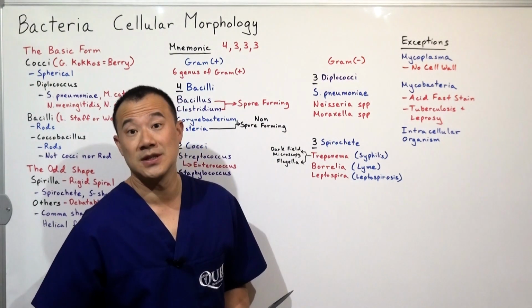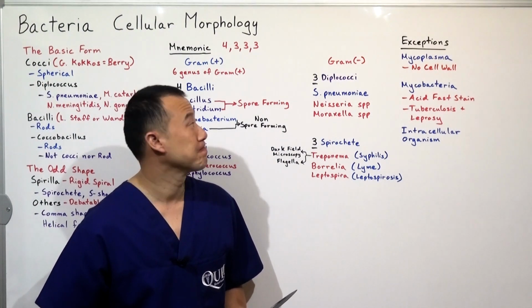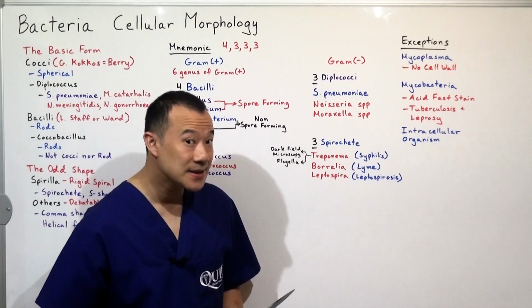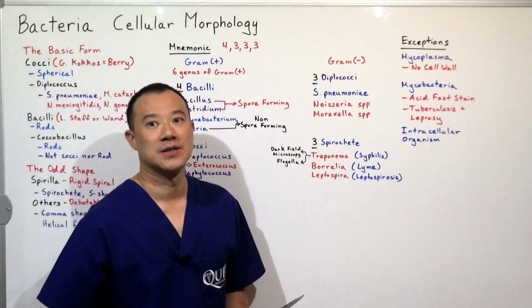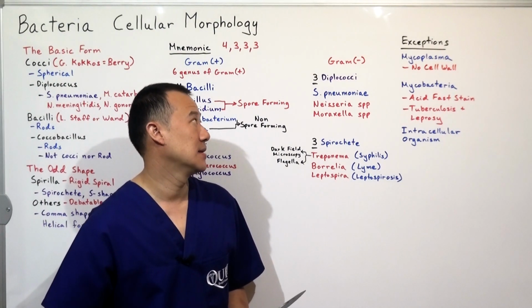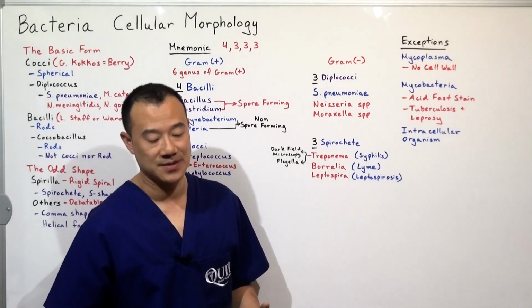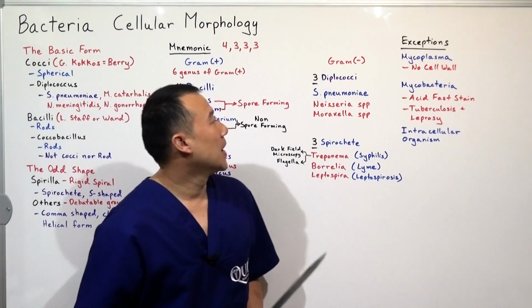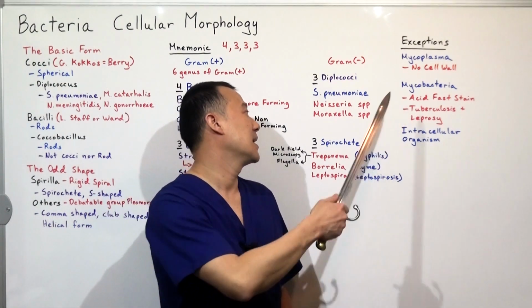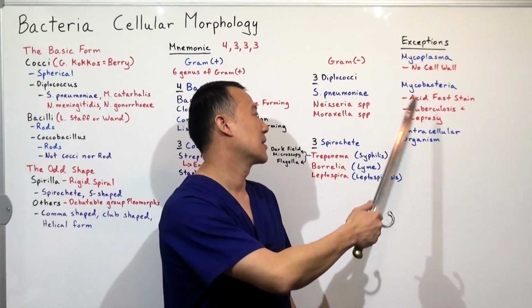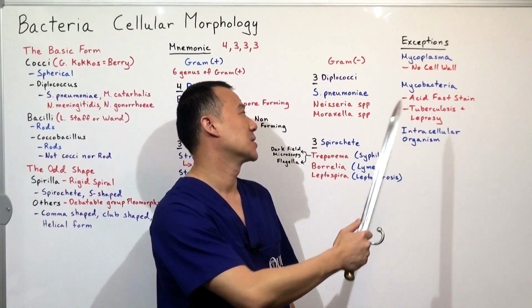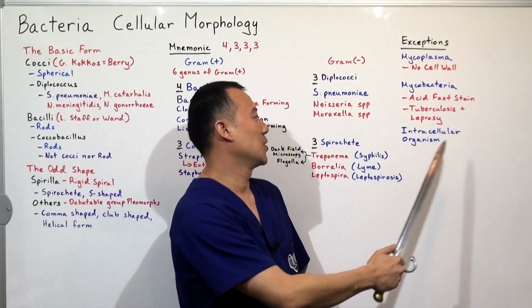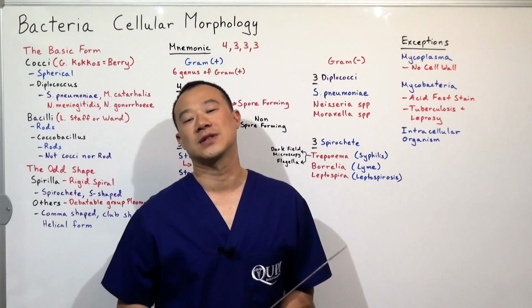All right, exceptions. You know I love exceptions. There's 3 exceptions to the gram-positive or gram-negative staining technique. Mycoplasma, because Mycoplasma does not have a cell wall. Mycobacteria, because it stains acid fast, and it is the cause of tuberculosis and leprosy. And finally, facultative intracellular organisms.